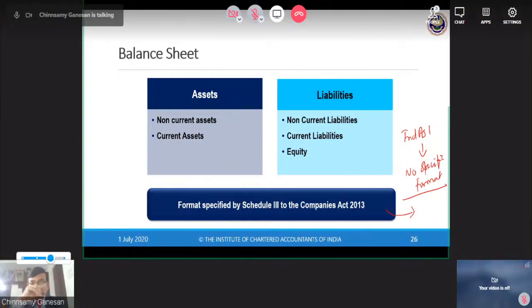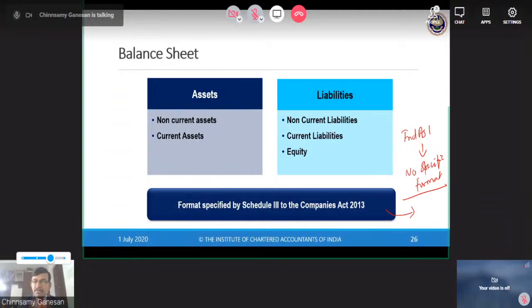Now the question is, there is a conflict between Ind AS 1 and Schedule 3. Somebody has asked this question in the previous session. What do we have to do? And we also had a slide, right? If there is a conflict between Schedule 3 and the standard, we have to see what is the origin. Schedule 3 is coming under Companies Act 2013. Accordingly, that has an upper hand.